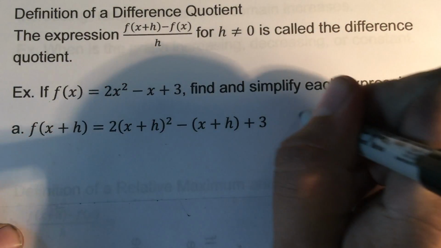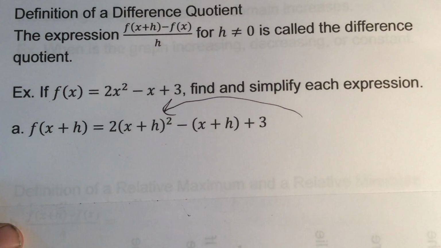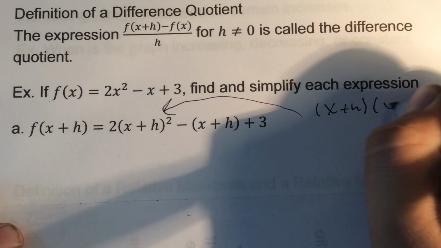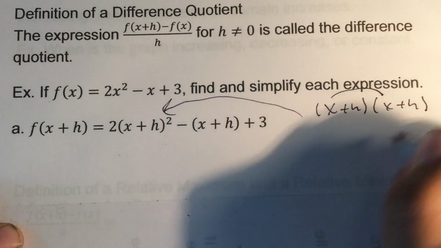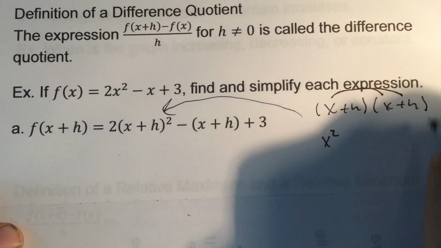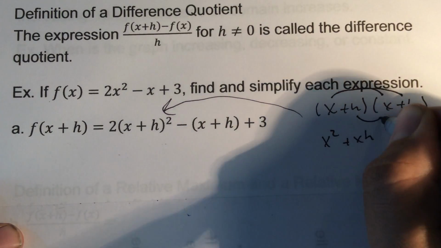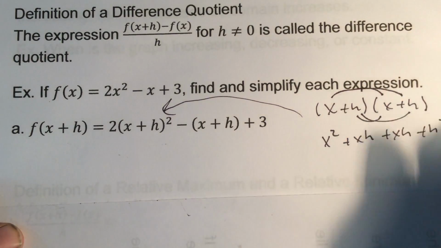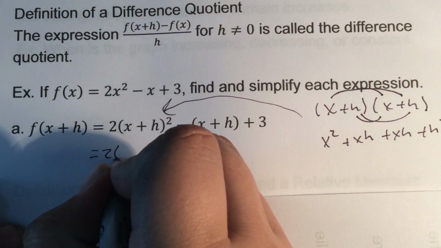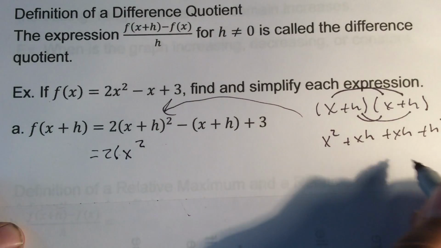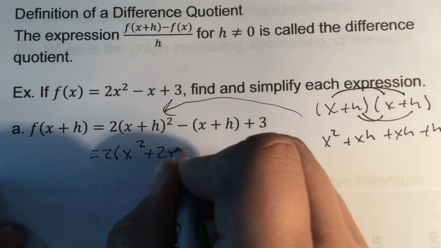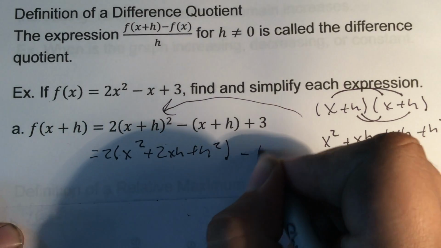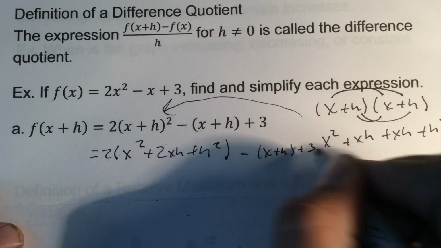Now, this here has to get FOILed out. Just don't distribute the square. So x plus h times x plus h. x and x would be x squared. x times h would be plus xh. h times x would be plus xh. And h and h would be plus h squared. So what we have here is two parentheses: x squared plus 2xh plus h squared, minus x plus h, plus 3.